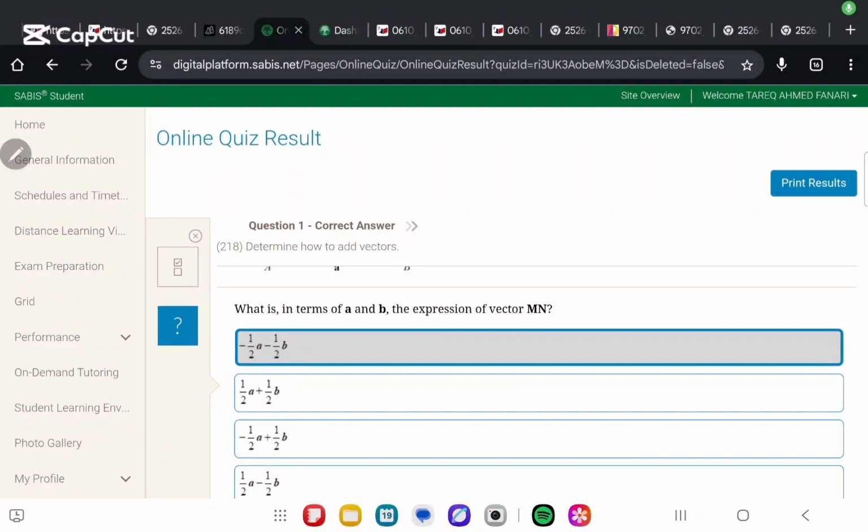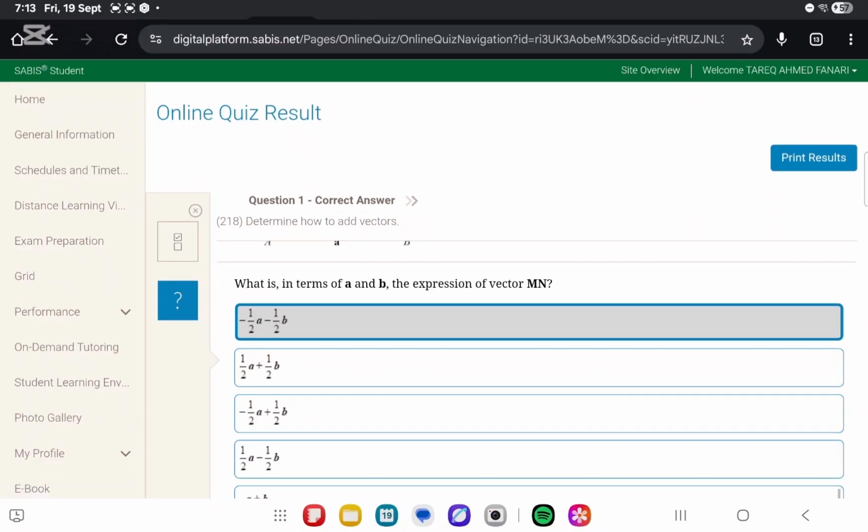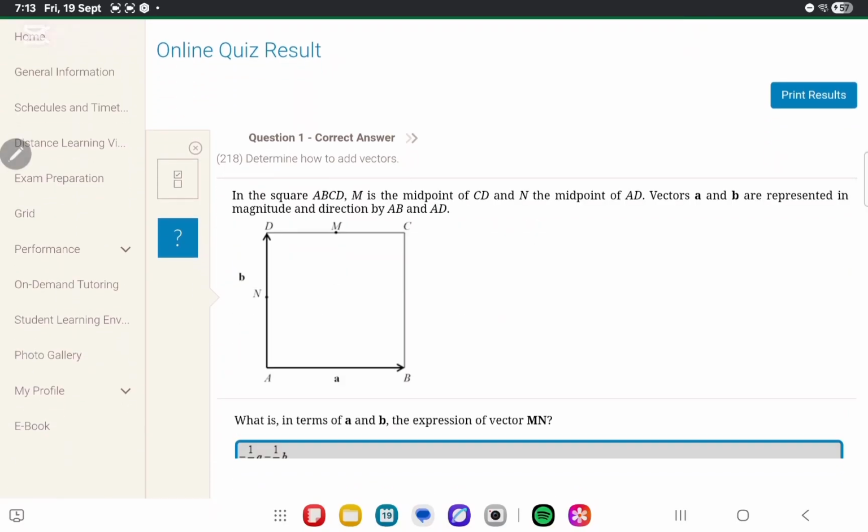Hey everyone, today I'll be doing the sections 1.1 to 1.5 mechanics quiz. So start with question 1. Okay, you have the square and they want you to find vector MN. Now I already explained this in the CA quiz, but I'll re-explain it again.